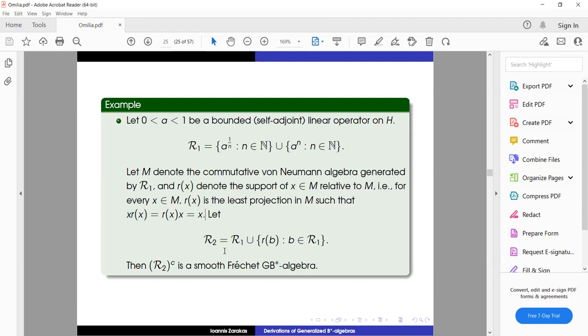So, as I said before, if we now take R2 to be the collection R1 together with the support of every element from R1, we end up taking the commutant, and based on the theorem of Kürsten and Dithoven, we have in our hands a smooth Fréchet GB-star algebra. So the previous slides give us a clue of examples of nuclear GB-star algebras and smooth GB-star algebras.